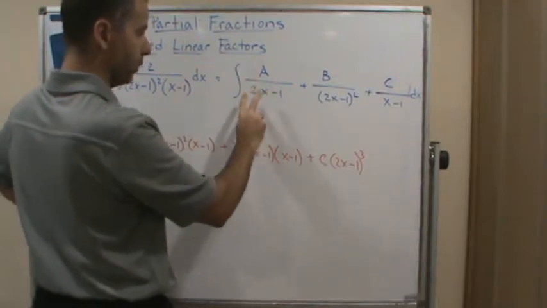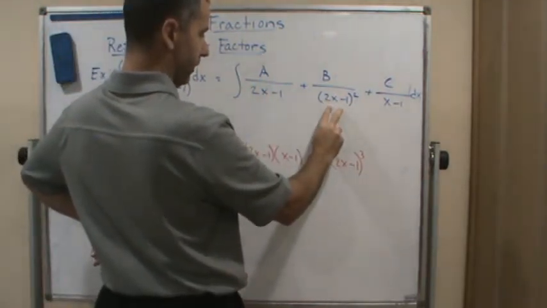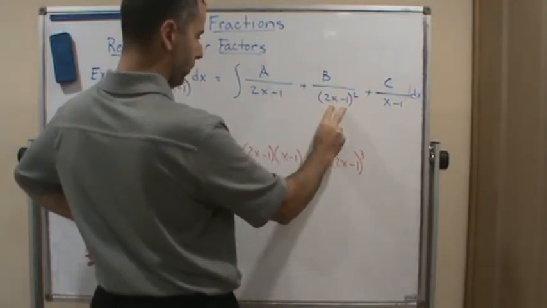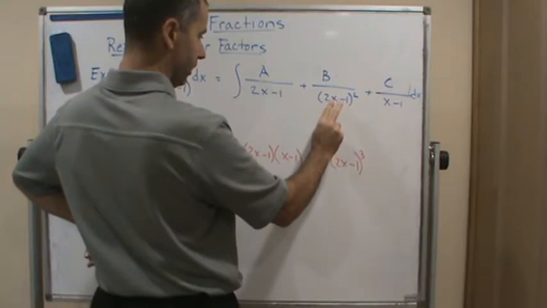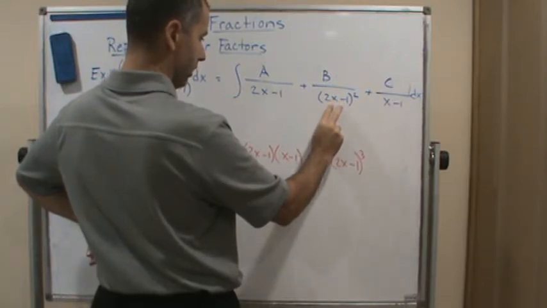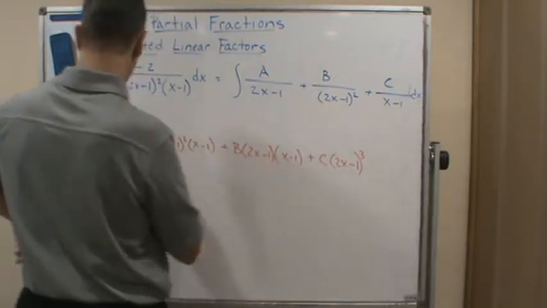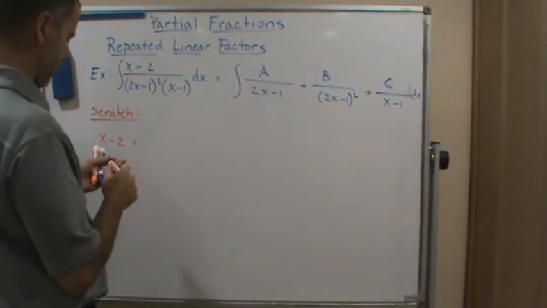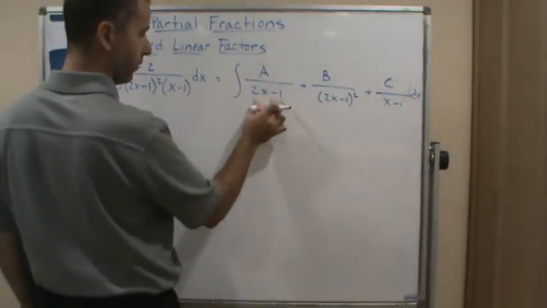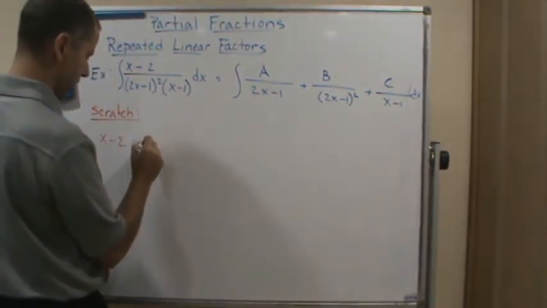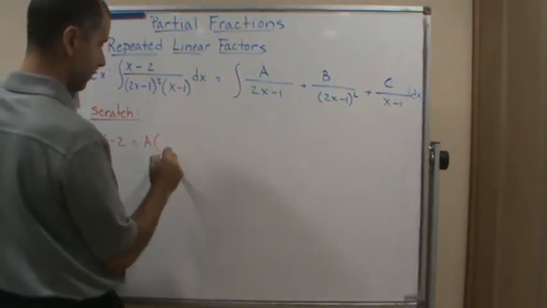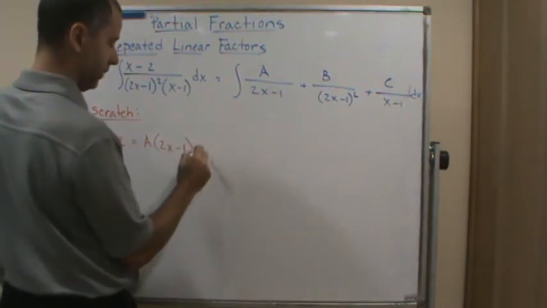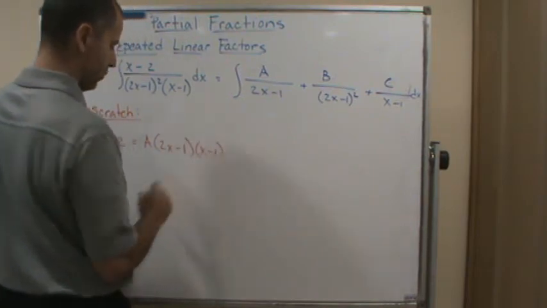right, so remember, you got to multiply through by the least common multiple, which is going to be this. So let me rewrite that. I made a mistake. So this is going to become a times 2x minus 1 times x minus 1. There we go.